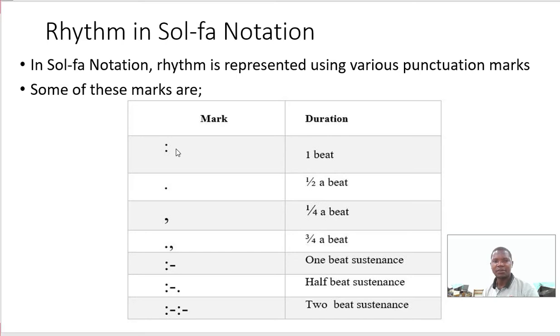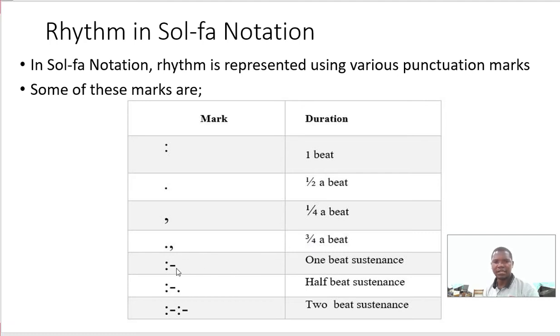First, we have the colon, which signifies the end of one beat. We have a dot, which is an indicator of a half of a beat. We have a comma, which indicates a quarter of a beat. We have a dot and a comma, because a dot is a half, and then a comma, which is a quarter. So the two together give us a half and a quarter, which is equivalent to 3/4 of a beat.